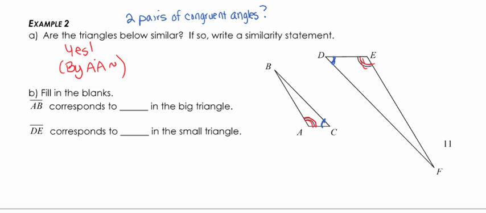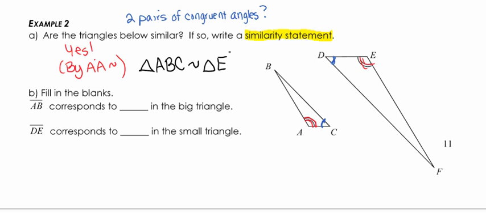And as far as the similarity statement goes, this is where I'm going to match up the corresponding pieces, or the matching pieces. So I'm going to name the first triangle first, and I'm going to call the first triangle ABC. You can call it any order you'd like. You could call it triangle CBA, but I'm going to call it triangle ABC because that just sounds good to me. But now when I go to name the second triangle, I have to make sure I match things up. So the angle in the second triangle that matches up with A is E. So I need to put E first in the second triangle.